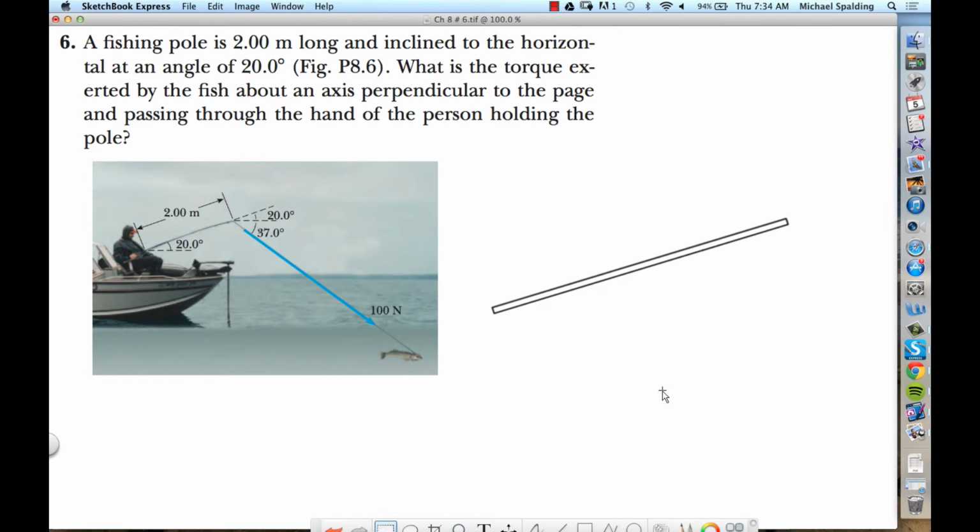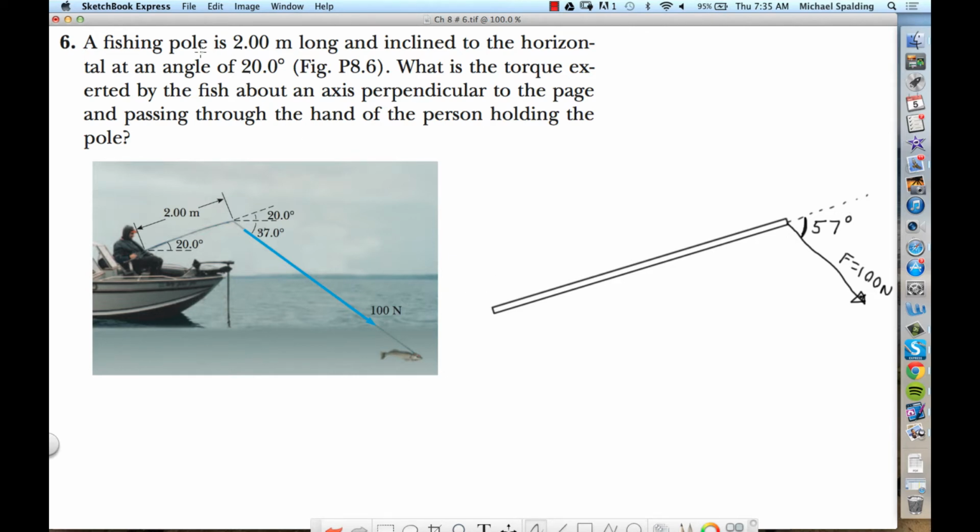Okay, so here's the fishing pole, and there's a force acting on the fishing pole like this. The fish is exerting a force of 100 newtons. And if you extend the pole out like that, they show us here that the fishing pole makes an angle of 20 degrees with the horizontal, and then the fish is pulling at 37 degrees from the horizontal. So together, that angle there is 57.